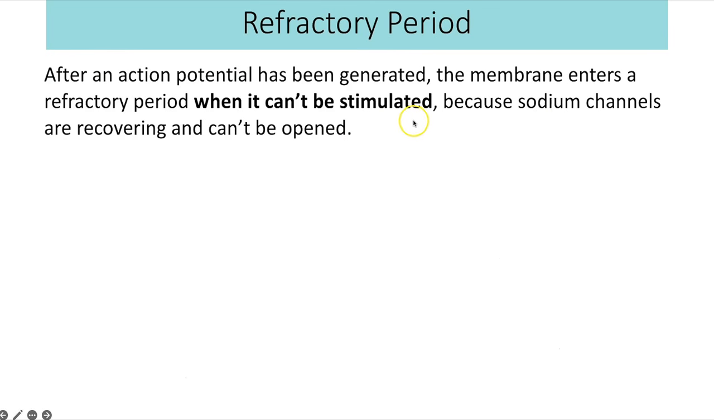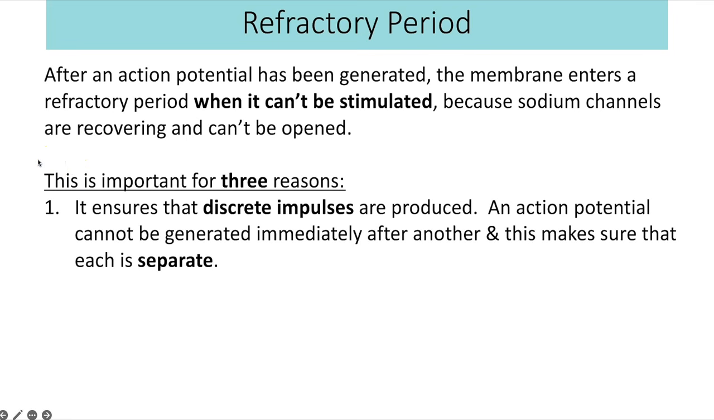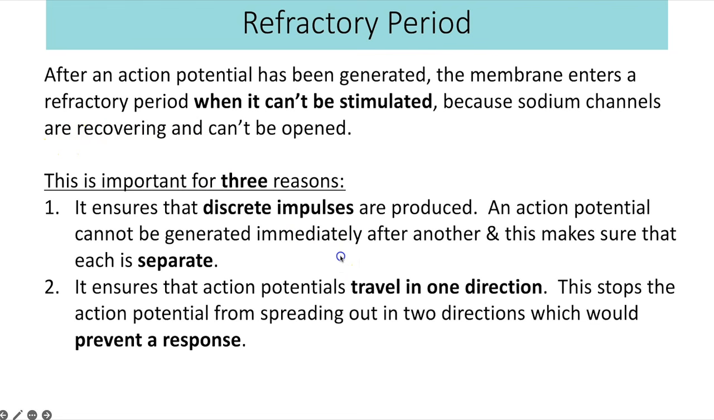So a bit more about the refractory period. After an action potential has been generated, the membrane enters that refractory period when it can't be stimulated again. And that's because those sodium ion channels are recovering and they can't be opened. So that is important because it ensures that discrete impulses are produced. An action potential cannot be generated immediately after another, and that is why it makes sure that each impulse is separate. It also ensures that action potentials only travel forwards in one direction.